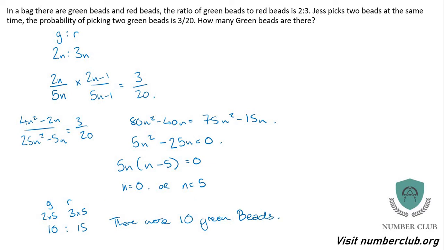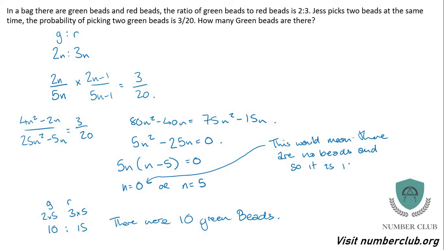And so you could write some sort of statement here saying this would mean there are no beads, and so it is invalid. Other types of invalid values that you can get would be negative numbers or fractions. Fractions definitely wouldn't work either, because you'd end up with a fractional bead, and that wouldn't make any sense. You can't have half a bead.